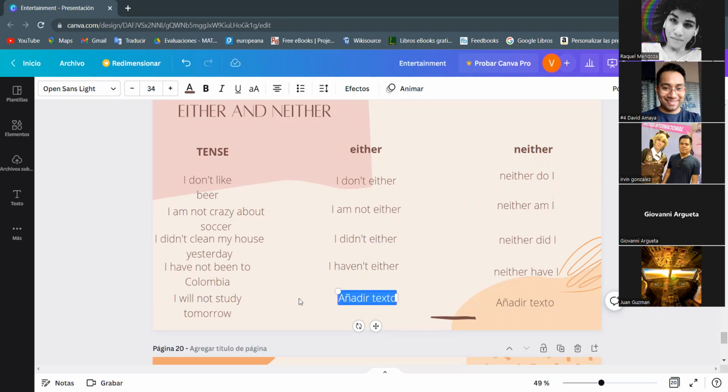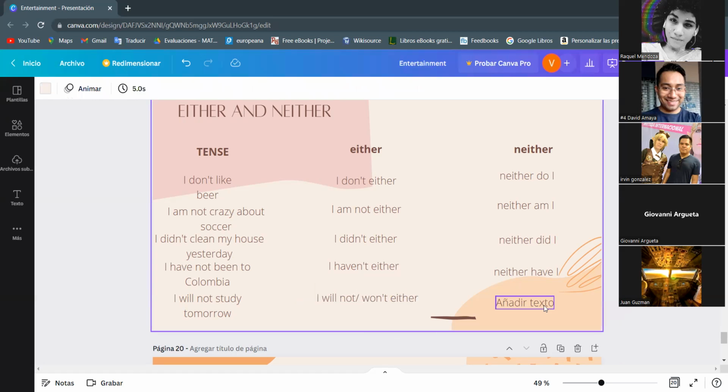What's the subject, first of all, if you're the one answering? Study. The subject? I. Okay. What's the auxiliary? Will not. Good. And then you add? Either. Good. I will not either. Or you can make a contraction here: I won't. Good job.